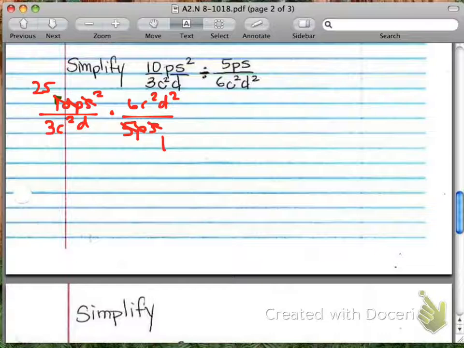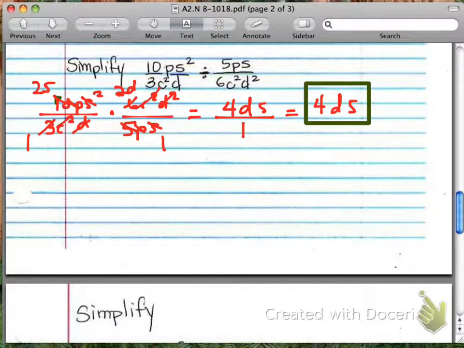Let's go look at the other side. What happens to the 6? It also turns into a 2. What happens to the 3? Turns into a 1. What about the C squares? They cancel because they're both C squared. You're left with 1D. Where does it go? With the top. So now I have 2S times 2D, which gives me what? 4DS over 1, which simply reduces down to 4DS still. Still alphabetical order. Okay, and that's our answer. Any questions on that?